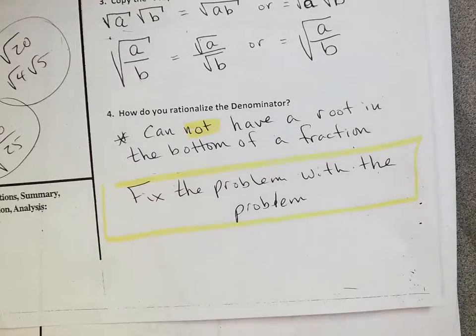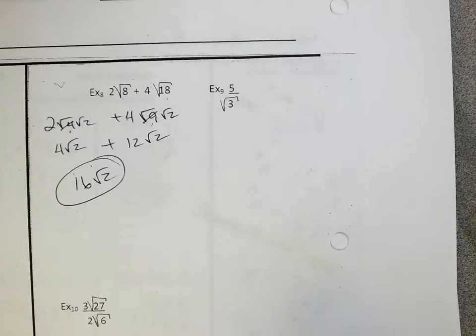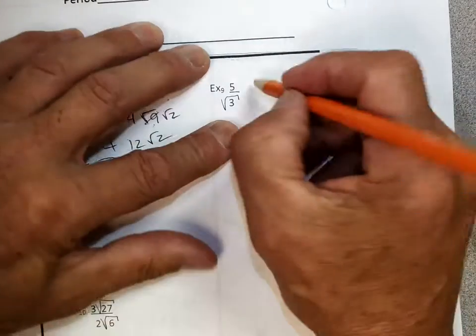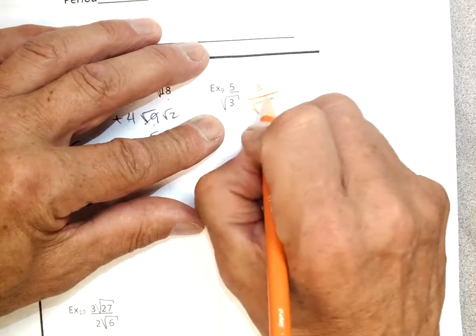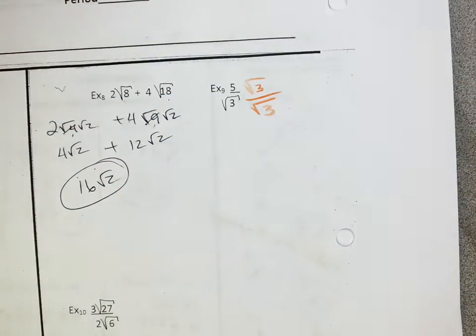All right. What's that say? Cannot have a square root in the bottom of a fraction, right? Cannot. So how do we do it? We fix the problem with the problem, right? So let's take a look at this one. It's breaking the rule, but how do we fix it? Okay, we're going to multiply both top and bottom by the square root of 3 over the square root of 3. And how's that going to fix it?